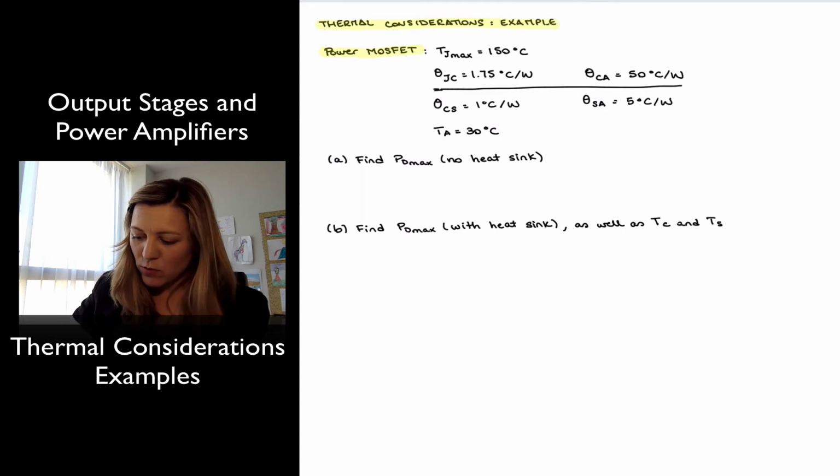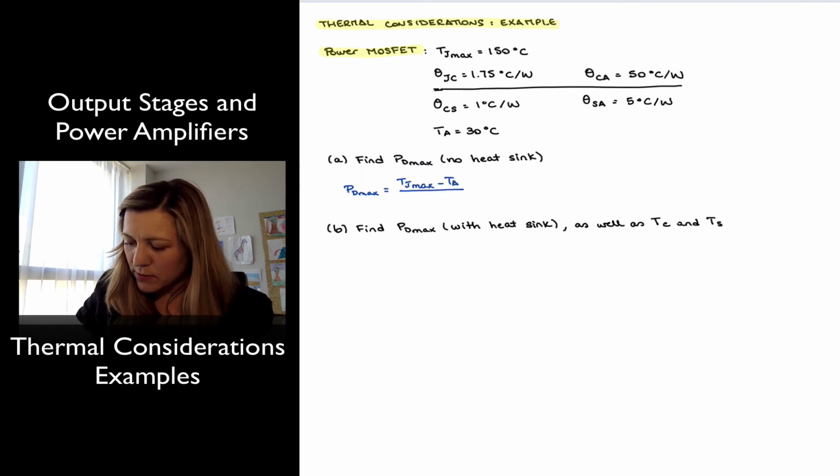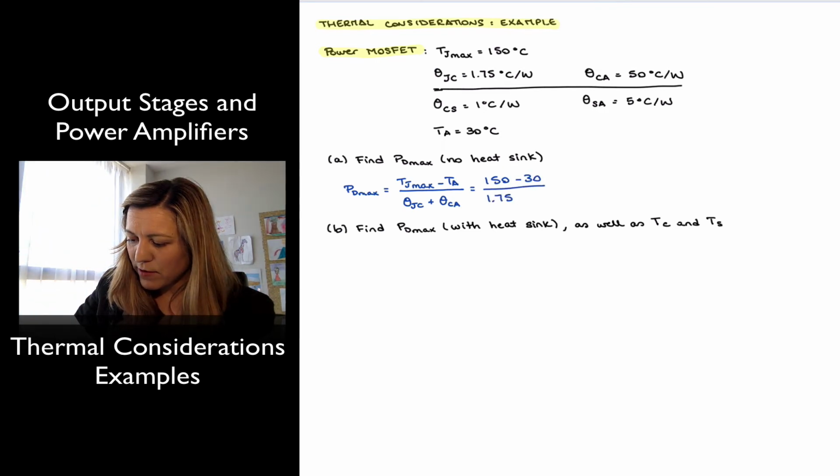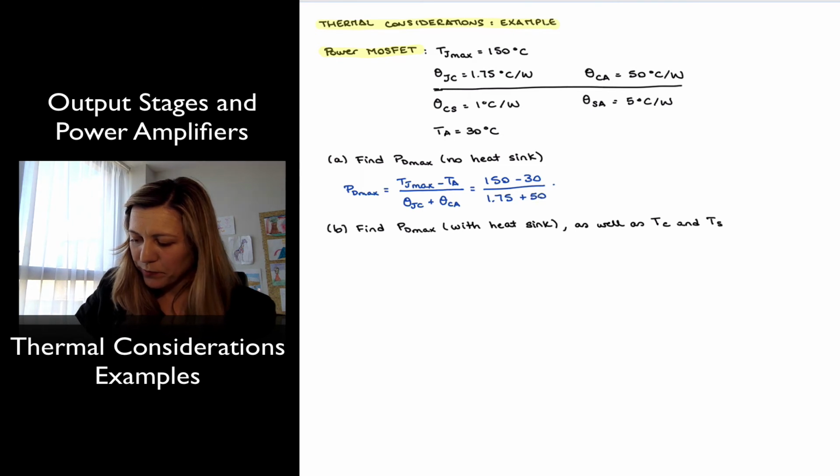So in the first case, we will write our PD max using our electrical equivalent equation, which will be equal to delta T, Tj max minus the ambient temperature, divided by the thermal resistance from junction to ambient. And since we are not using a heatsink, it will be from junction to case, and then from case directly to ambient. So in this case, it will be 150 minus 30 divided by 1.75 plus 50. Comes out to be 2.32 watts.